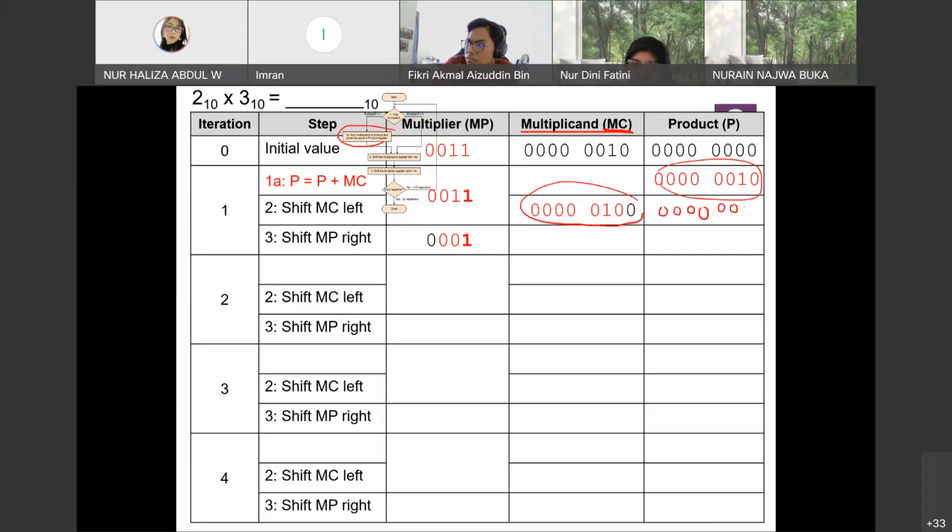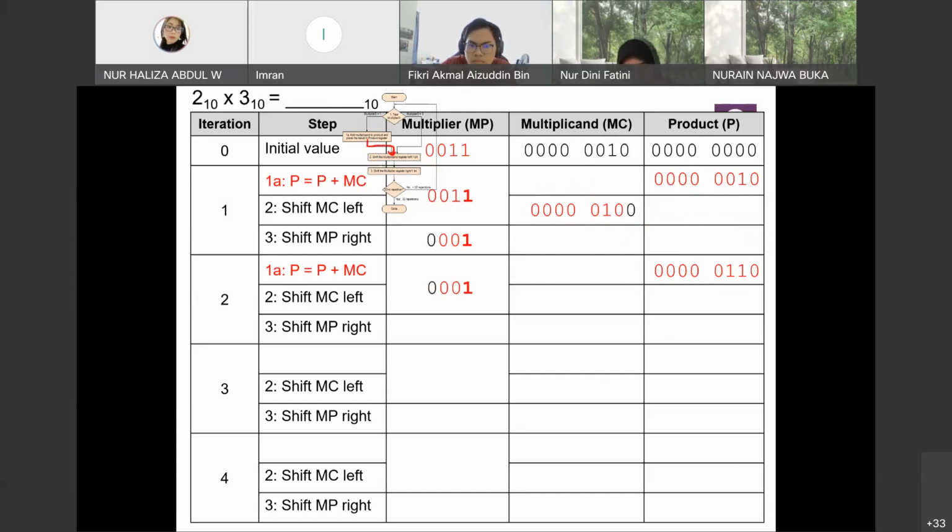Someone help me? 100. 0, 1. Sorry. 0, 1, 1, 0, 0, 0, 0, 0. Alright, right. When I add these two together, I will get this one. So this is the current P for me for step 1A. Okay. So this is the answer for 1A.